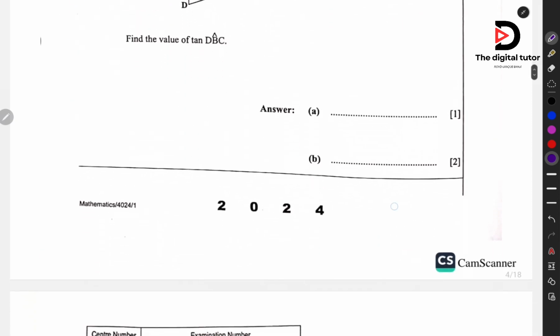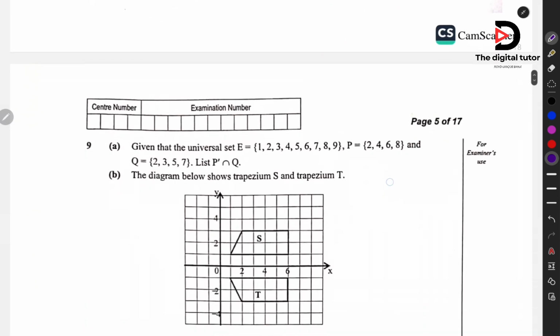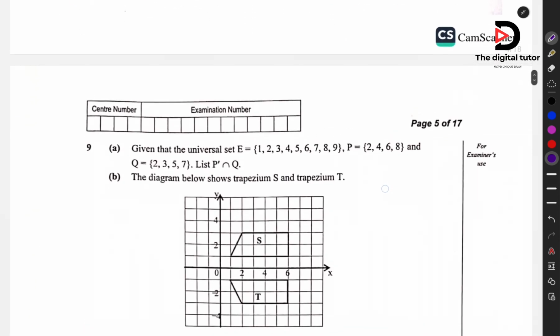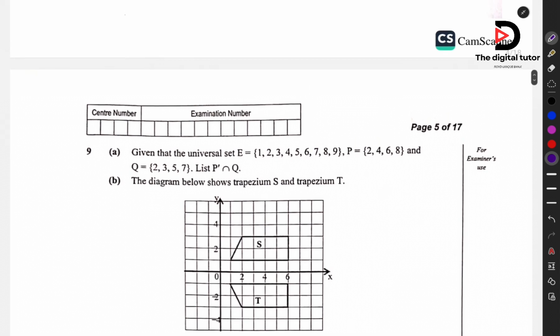Okay, let us see what question 9 is. Okay, so let us answer question 9. The diagram below shows the universal set. So I have the universal set, which is this one, and P is this one, Q is this one, and they are saying list set P complement intersection Q. So you're listing P complement intersection Q.